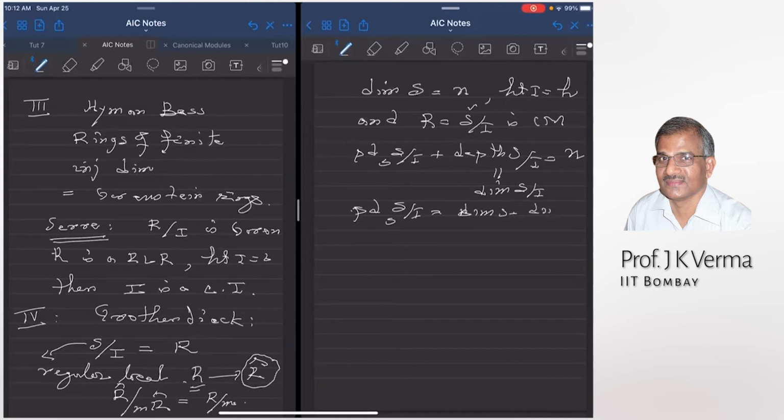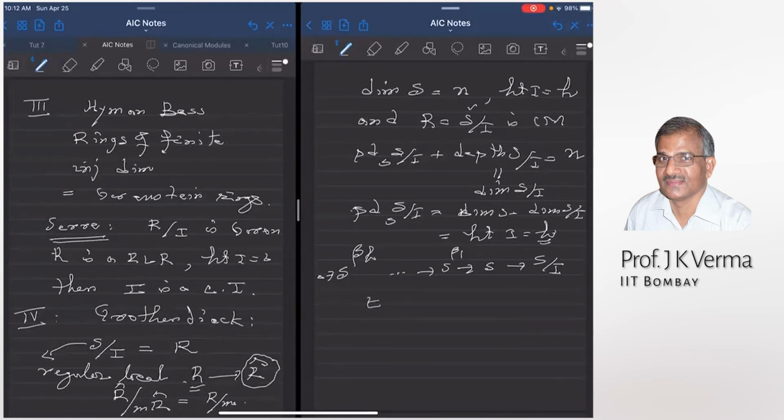the dimension of S mod I. And since S is Cohen-Macaulay, it is catenary and equidimensional. So this difference is the height of I. So S mod I as an S module has projective dimension equal to the height of I. And so we can construct a minimal free resolution of length H.